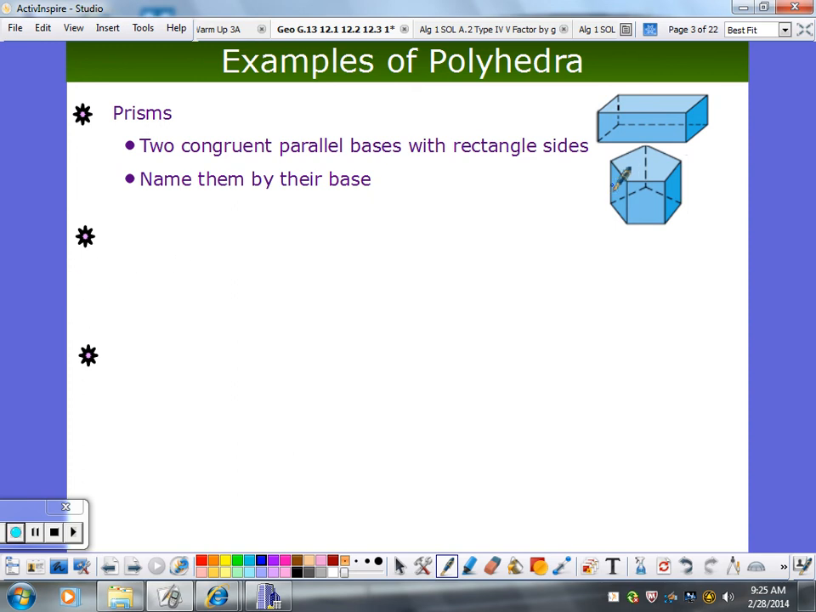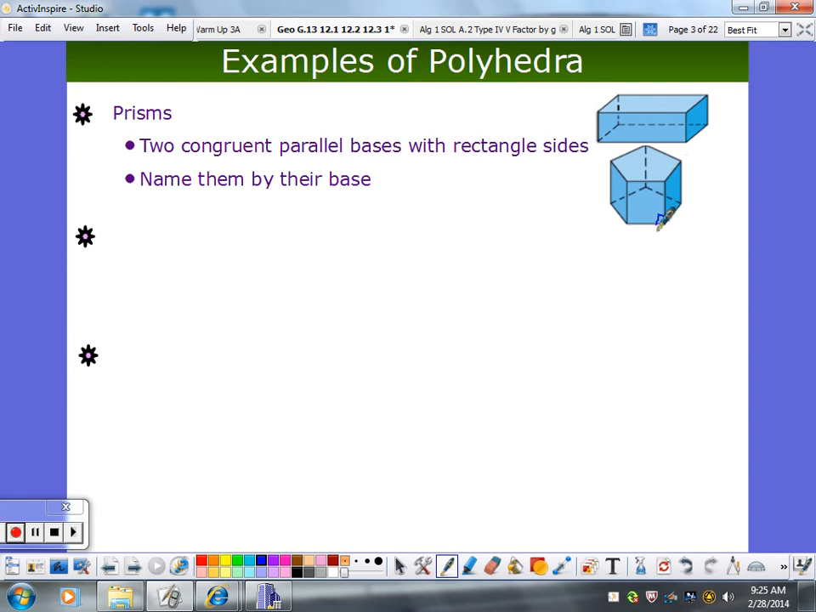So this would be a pentagonal prism. Is that how you say it? This one is a rectangular prism. Yes. If you have a right prism, yes. So if you, very good, right?